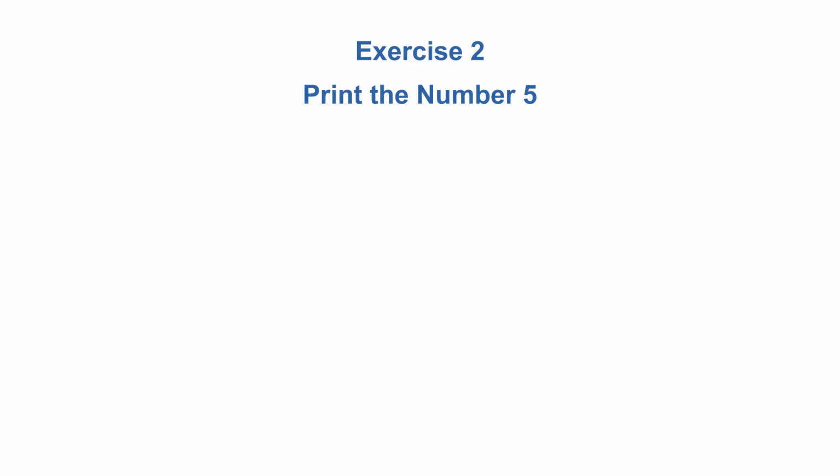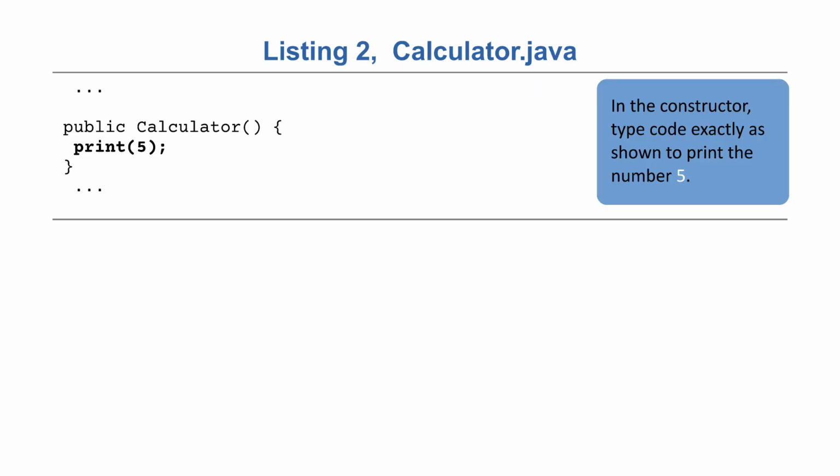Numbers are typed into a program without quotes. Exercise 2. Print the number 5. In the constructor, type code exactly as shown to print the number 5. Run it. What happened? It should have printed a 5.